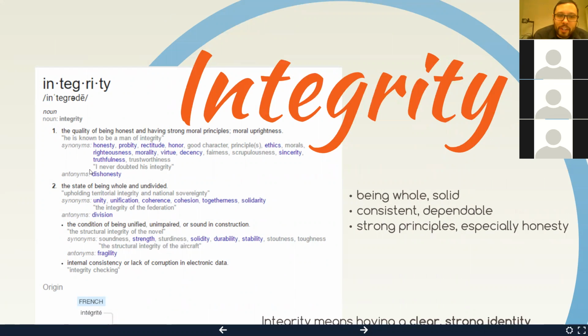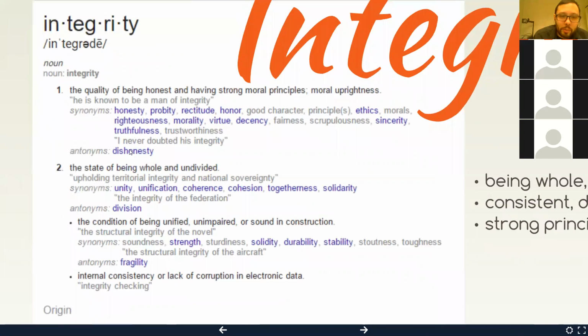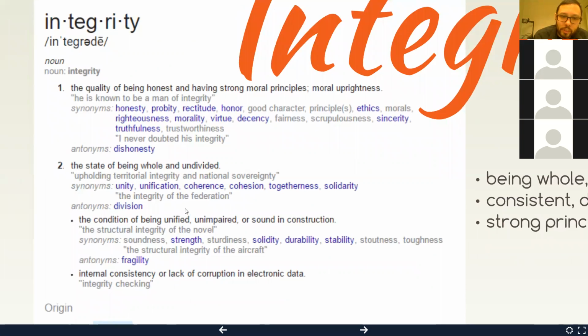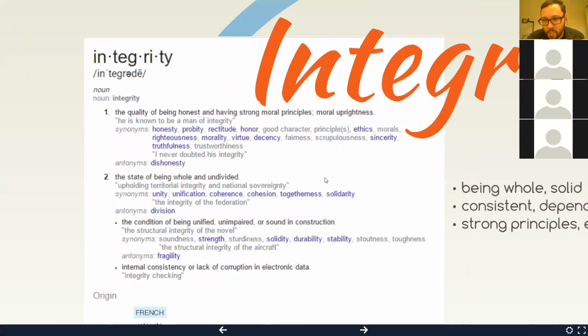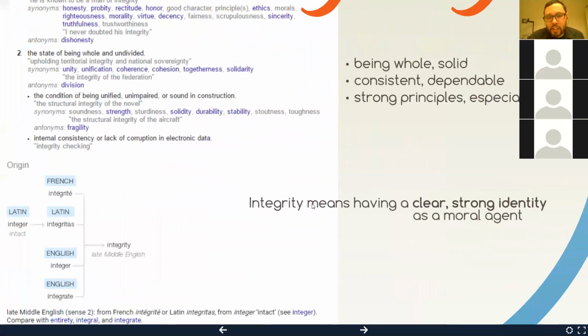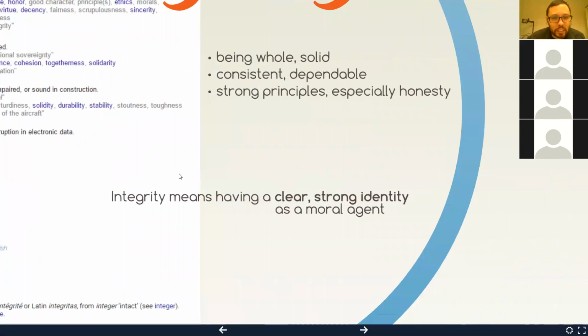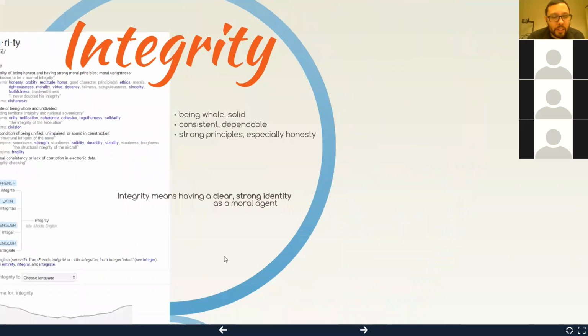Right, so when I'm thinking of integrity, I don't just mean being honest, but I really mean integrity in the structural sense of being whole and undivided, of being of sound construction, unified, consistent, stable, dependable, right? Consistent. So in general, what I mean by integrity is having a strong and clear identity as a moral agent, right? Not just that you do the right thing sometimes, but that you're the kind of person who does the right thing. I mean, you can be depended on to do the right thing over and over again. Right, this is what integrity means.